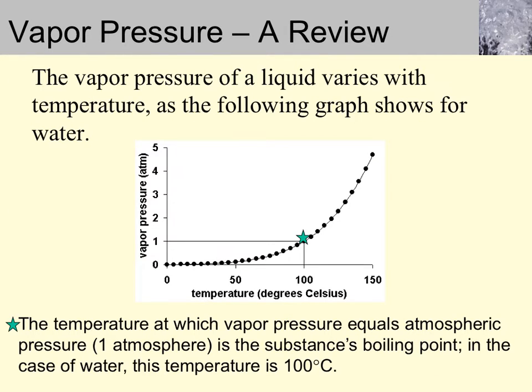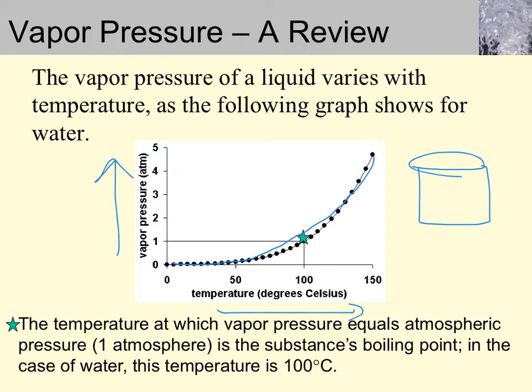Vapor pressure and boiling point are intimately related. If you missed the correlation between those from chapter 11, pay attention now and try to get it. So here's vapor pressure, and vapor pressure increases as temperature increases, just like you would expect. If you have your beaker here with the liquid in it, if you increase temperature, more and more molecules in that liquid are going to be able to escape into the gas phase, and therefore your vapor pressure will go up. So that's no surprise.